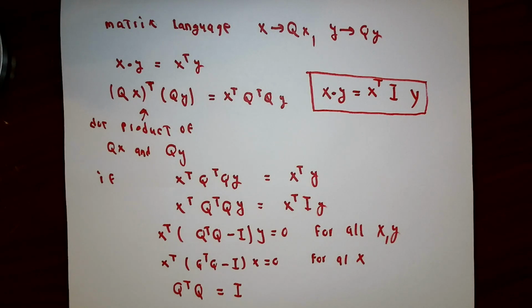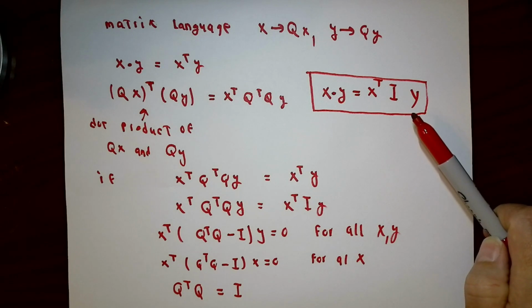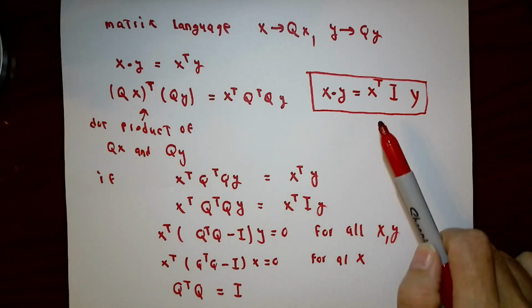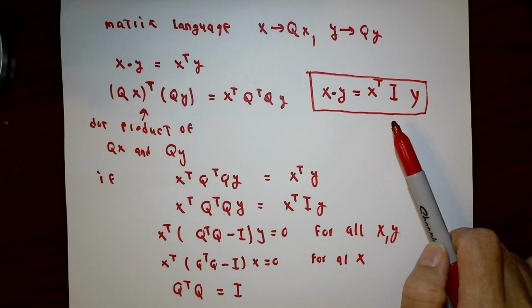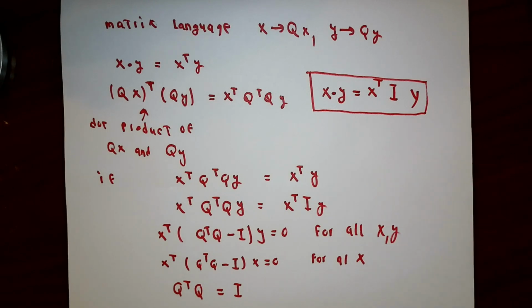At the moment, it's not clear why I've written this down, but I'm just going to say the usual dot product in Rn is you write one of the two vectors as a row, write the identity matrix in the middle, and write the other vector as a column and carry out the matrix multiplication.